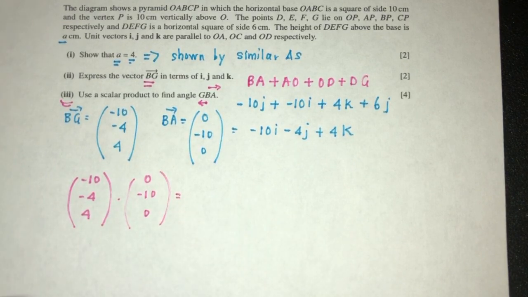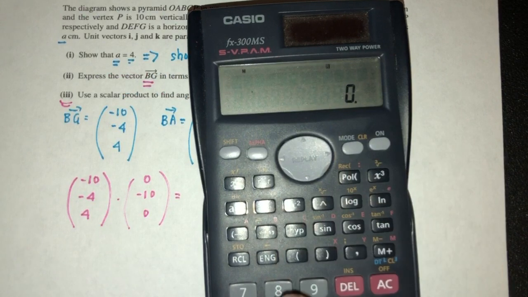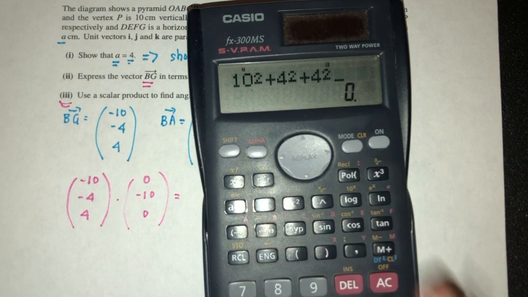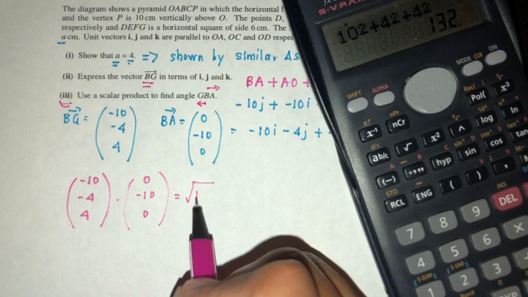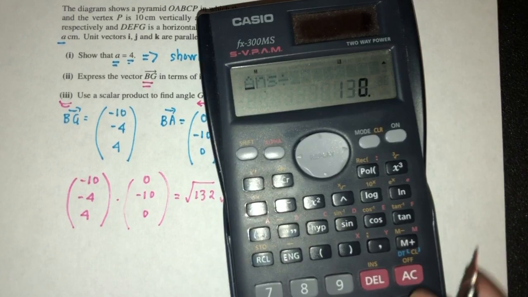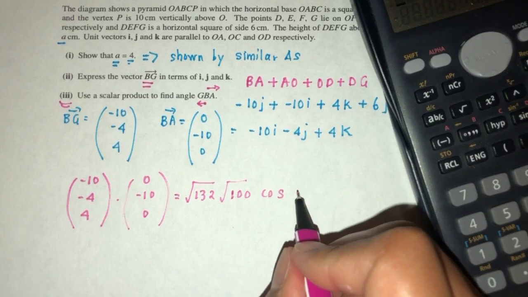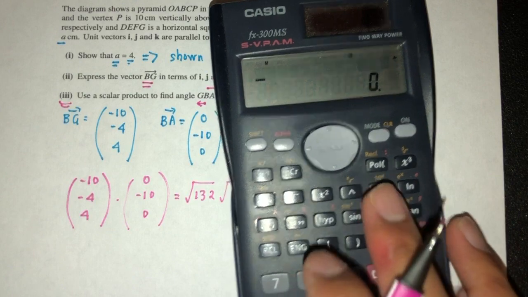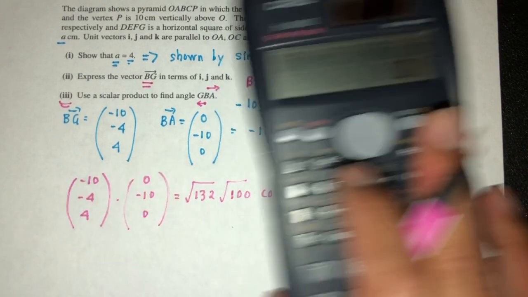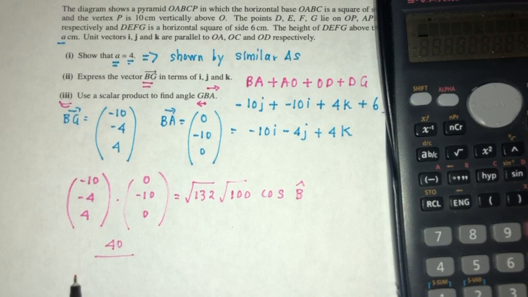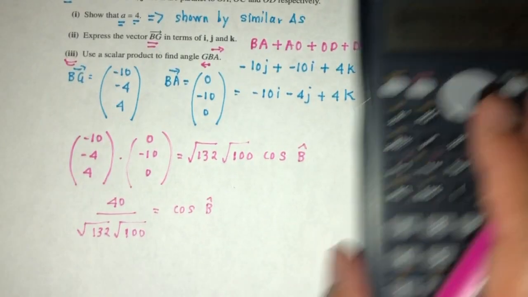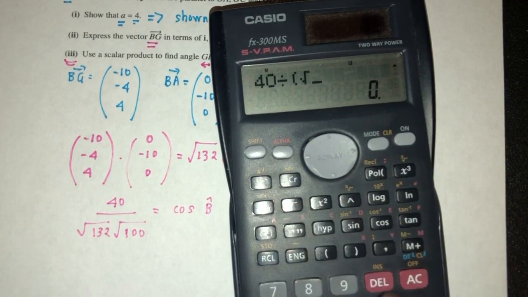This is equal to, we have to find the length, that should be what? 10 squared plus 4 squared plus 4 squared. That should be root of 132. And then we have 10 squared, and cos of the angle B. The dot product should be 0, 40, that should be 40 here. So 40 divided by root of 132 times 10 should be the value of cos B.